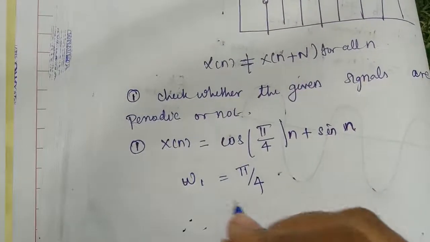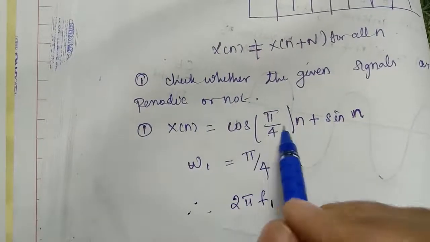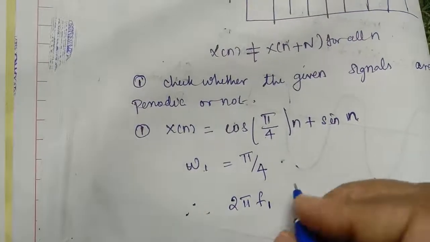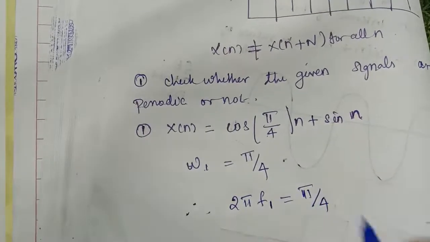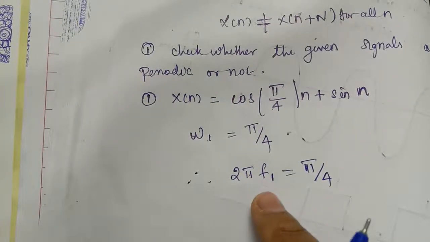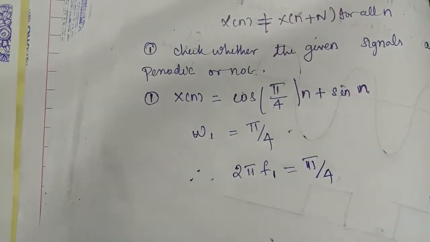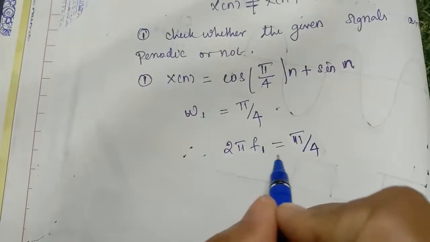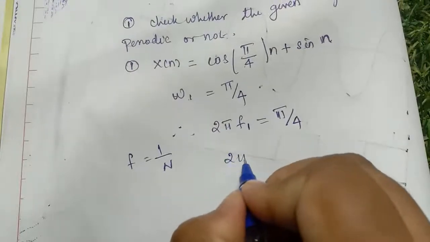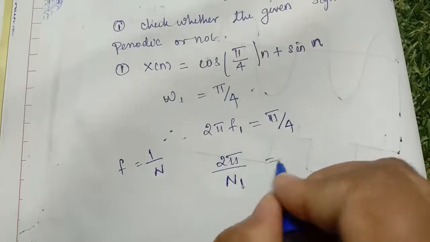So we know the formula for omega 1 is 2 pi f1. Why am I mentioning 1? Because I am taking term 1. So I am taking 2 pi f1 is equal to pi by 4. We know this formula, we have learnt it in the previous class. And f is equal to 1 by n, so I have changed it to 2 pi by n. We are denoting the first term with 1, so I am putting 2 pi by n1 is equal to pi by 4.